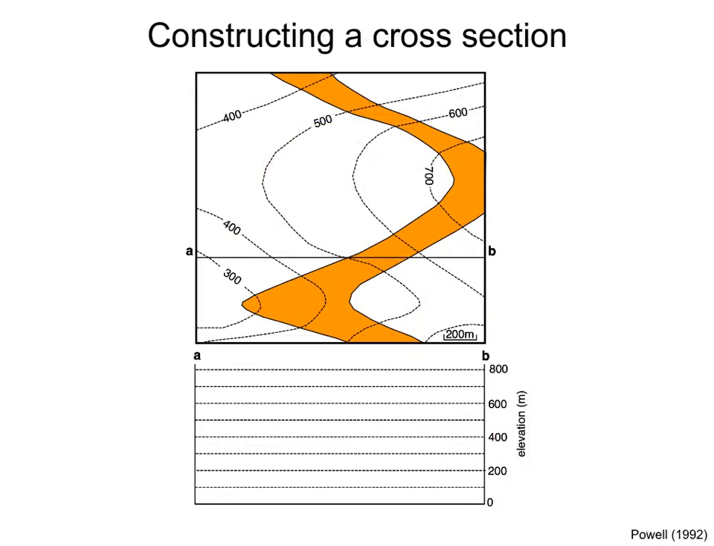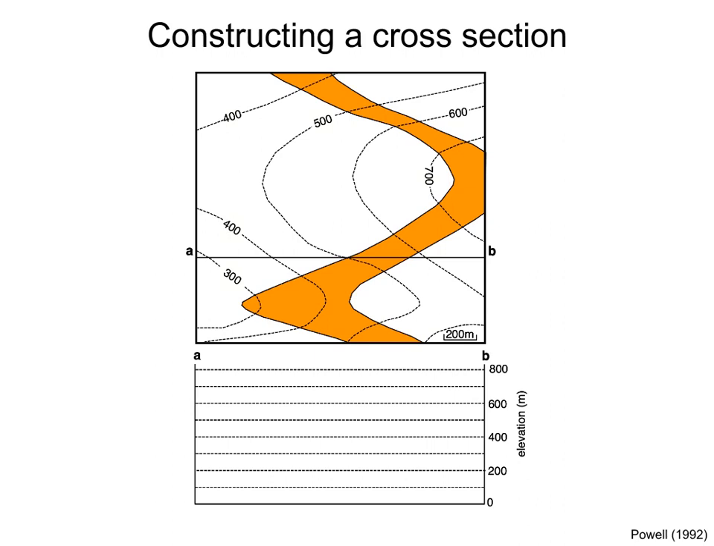Let's look at how to construct a cross-section. The upper figure is a topographic map with a sandstone layer in orange. The line of section is A, B. The figure below is the template of the cross-section. The vertical axis in the template is elevation, and the horizontal axis is distance along the line of section.